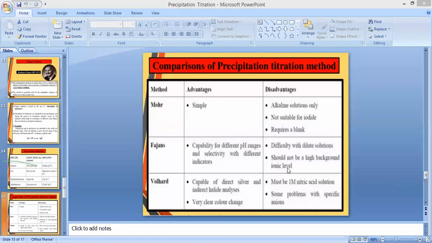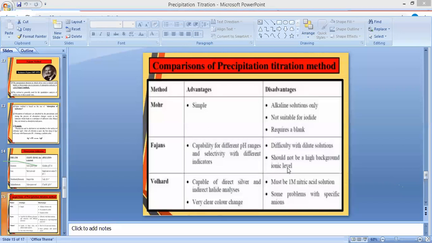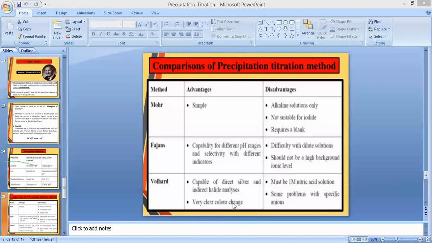Third method of precipitation titration is Volhard's method. Advantage: it is capable of direct silver and indirect halide analysis. We can find out the concentration of silver and other halide analytes, and a very clear color change occurs at the end point of titration. These are the 2 advantages of Volhard's method. Disadvantage: there must be addition of 1 molar nitric acid solution while performing Volhard's method, and there are some problems with specific anions, that is due to the adsorption of the indicators, some anions may interfere with the determination of the endpoint of titration.